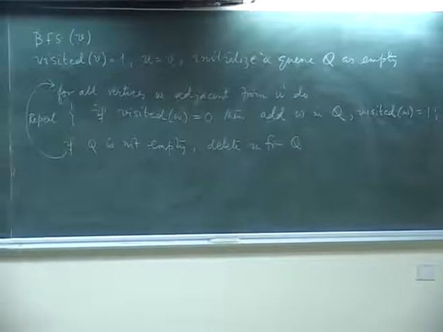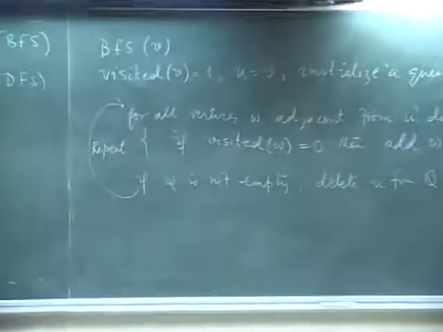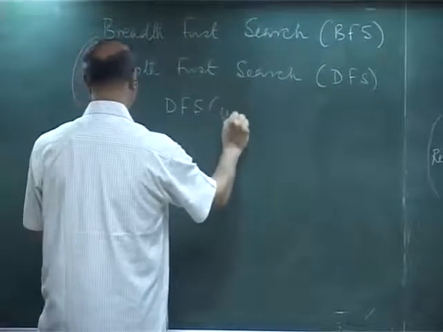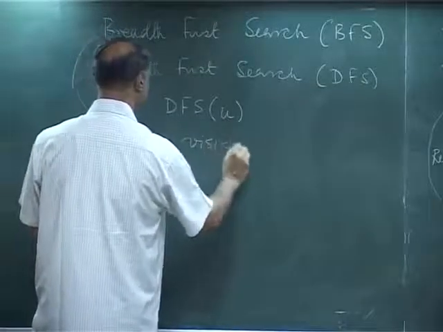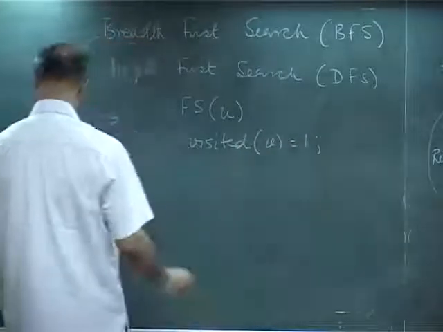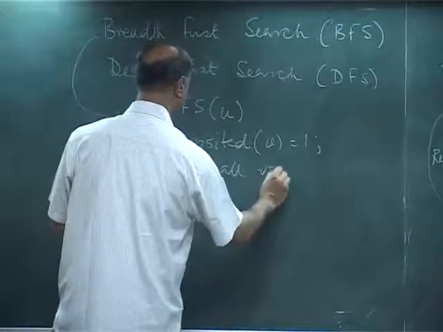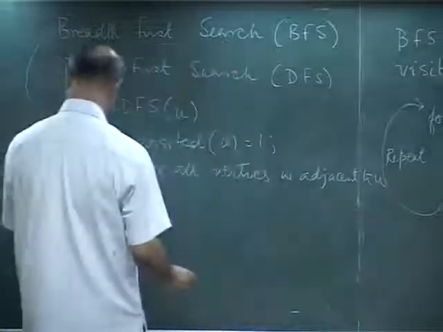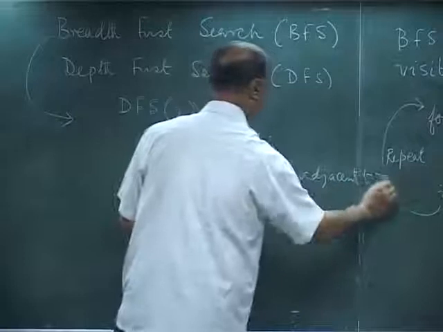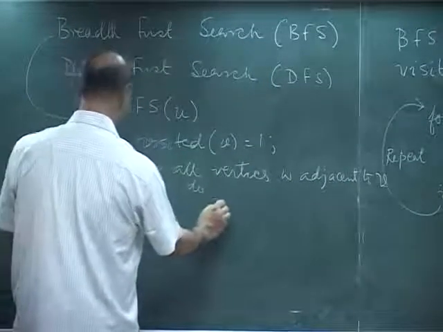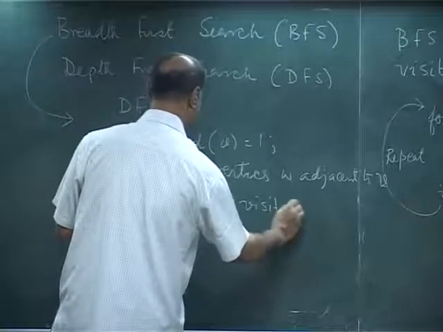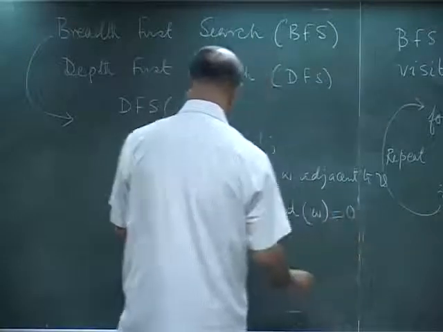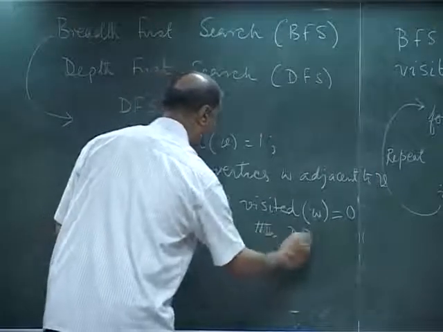But in the case of depth first, the idea is you have to go into the depth of the graph and the algorithm becomes a little different. DFS V, and the algorithm becomes like that: visited V is equal to 1, and for all vertices W adjacent to V, do the following. If visited W is equal to 0, then DFS W.